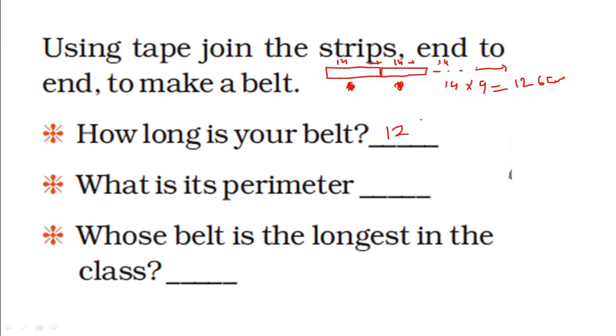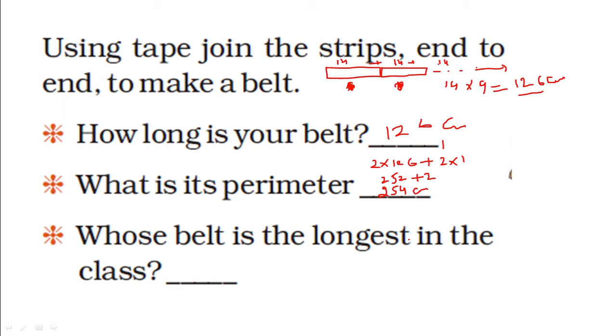So 126 centimeter. What is its perimeter? This is again a rectangle, a big rectangle with length 126 centimeter and width 1 centimeter. So what will be the perimeter? Twice length plus twice width. So 2 into 126 is 252, plus 2, that is 254 centimeter.